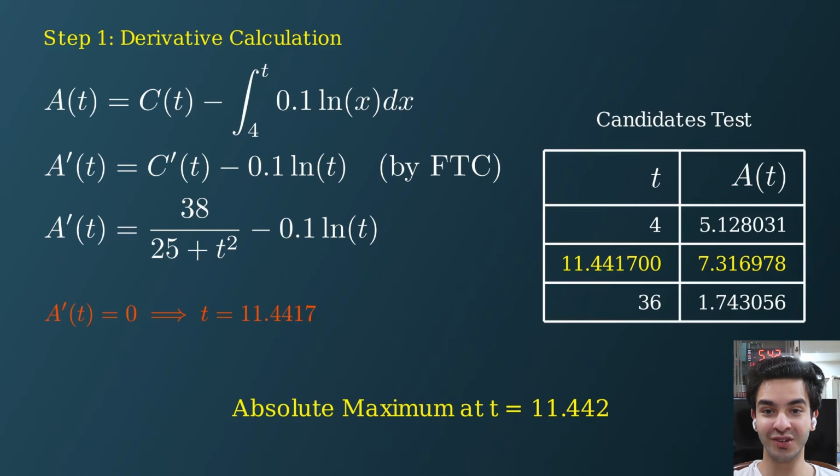So yeah, make sure to put t equals 11.442 as your answer. And so yeah, that's it. You can see this question actually wasn't too hard. It's just that people really messed up their explanation.